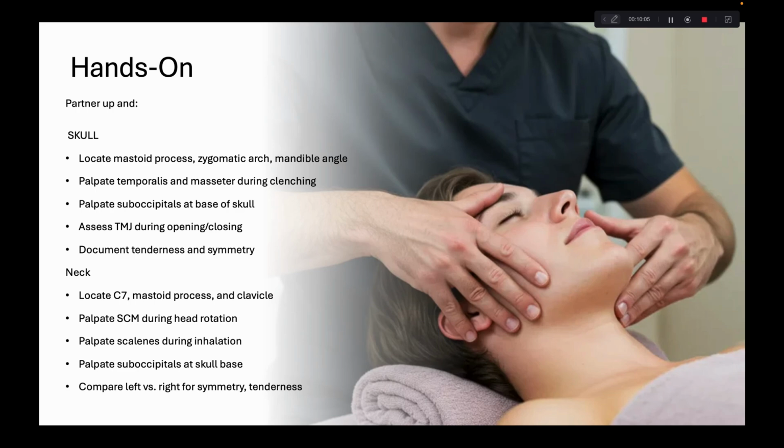We're also going to palpate the scalenes. You can try during inhalation and exhalation and see the difference between the two, because the scalenes do help with inhalation as they connect to that first and second rib.